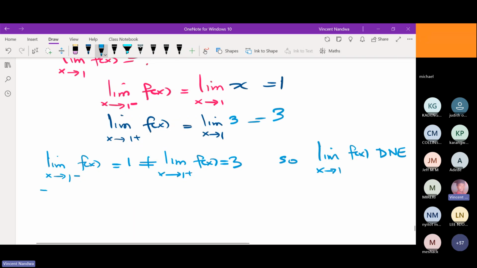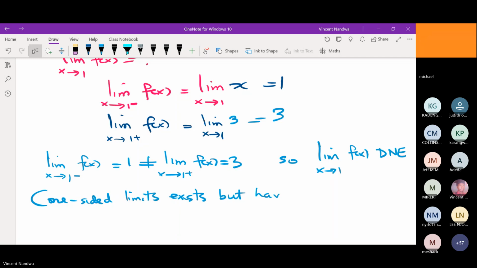And actually the reason is because one-sided limits exist but have different values. So what is the verdict? If the limit doesn't exist, is the function continuous at x equals to 1?